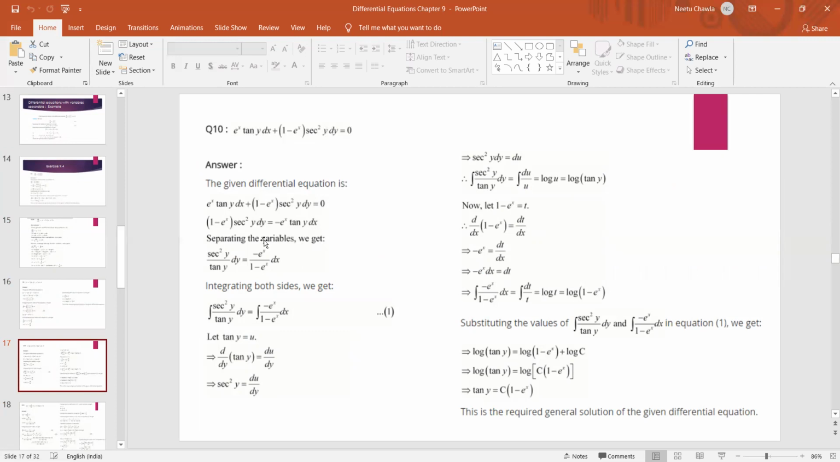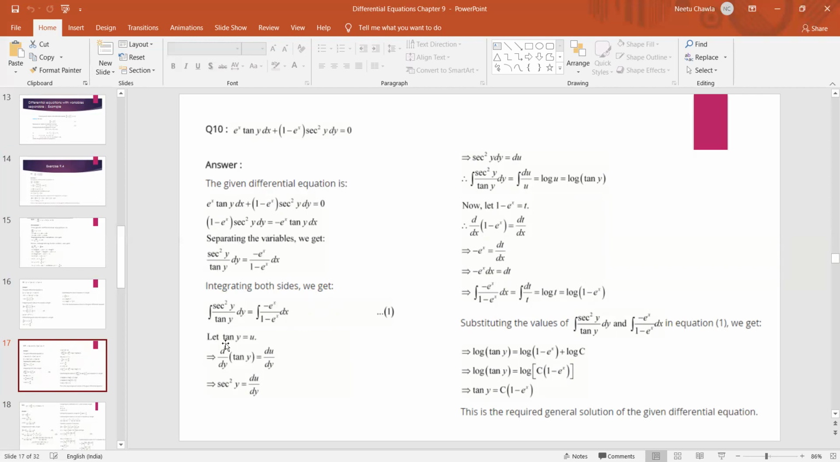I can take this tan y in the denominator and 1 minus e^x in the denominator on the right hand side. So I have done this. See in the next step, all the variables are separated easily. I am telling you this again and again because in the next exercise, you will not be able to separate the variables. Then we'll be using some other method. So until and unless all the variables are getting separated, we have to use this variable separable method. So see this, variables are separated now.